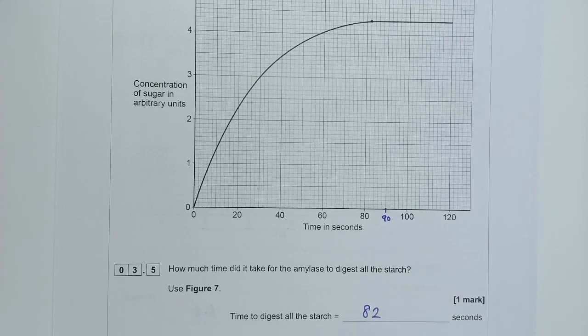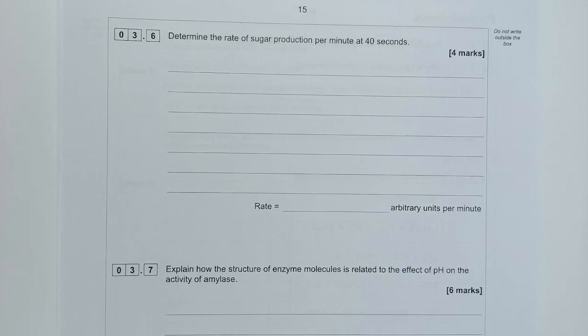Next question. Determine the rate of sugar production per minute at 40 seconds. So how do you find the rate at 40 seconds per minute? The answer has to be in arbitrary units per minute. So let's have a look at the graph again to find out what's happening at 40 seconds.